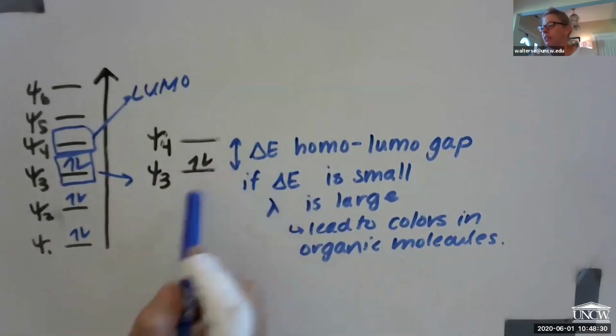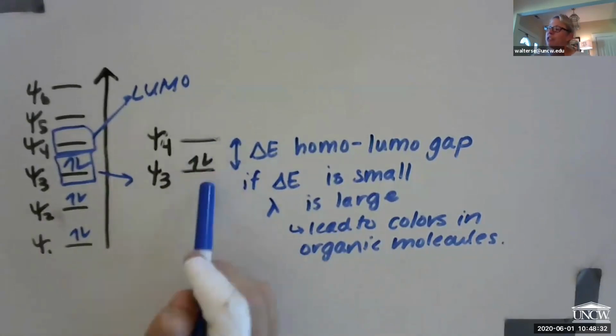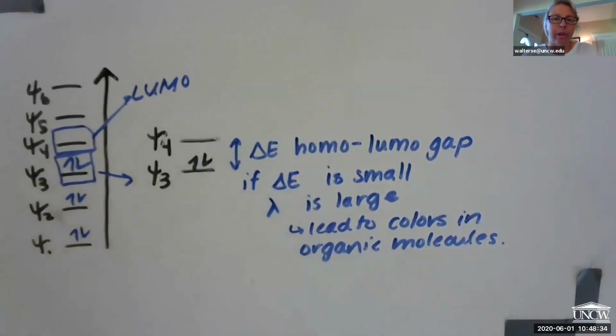I forgot what I was going to say. It has to do with the magnitude of the energy difference between the HOMO-LUMO gap. But right now, we're just covering, could you pick out a highest occupied? Could you pick out a lowest unoccupied?